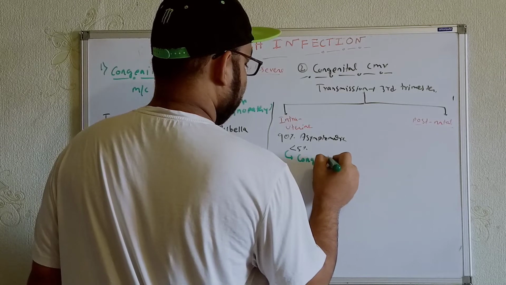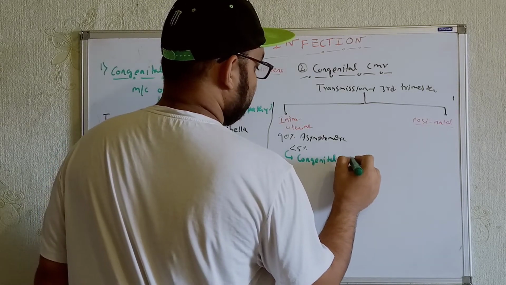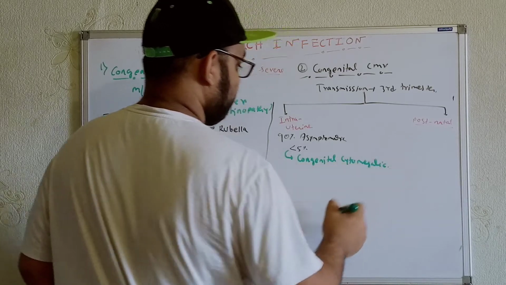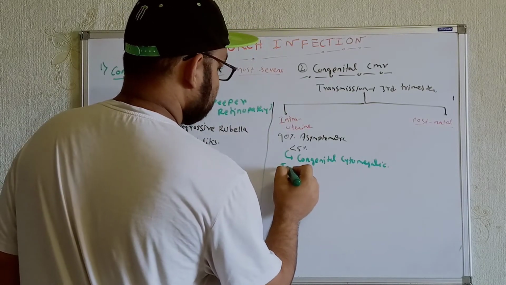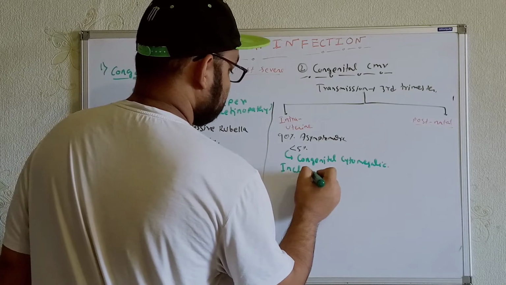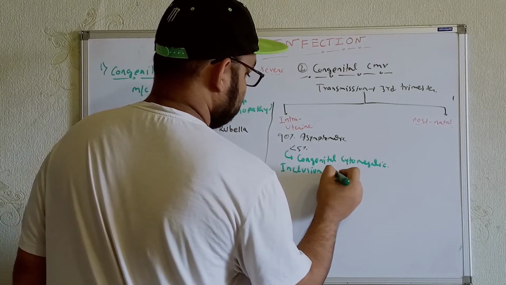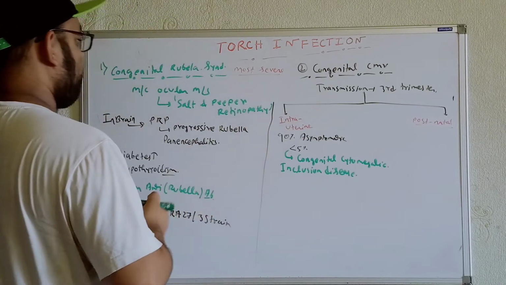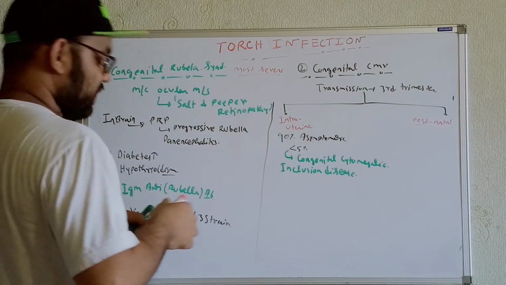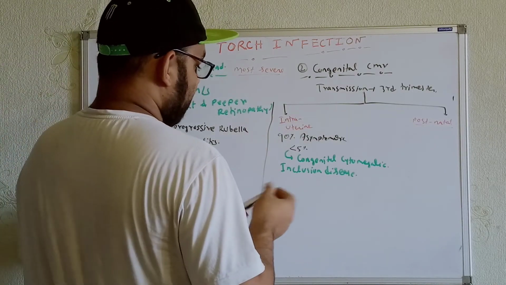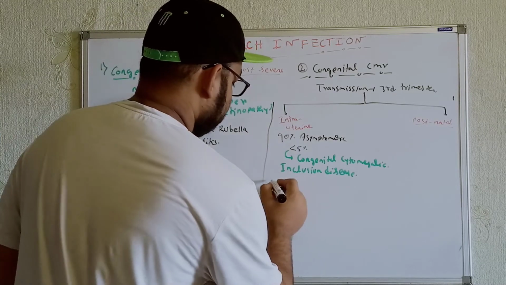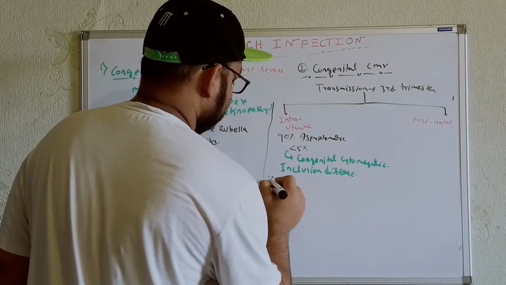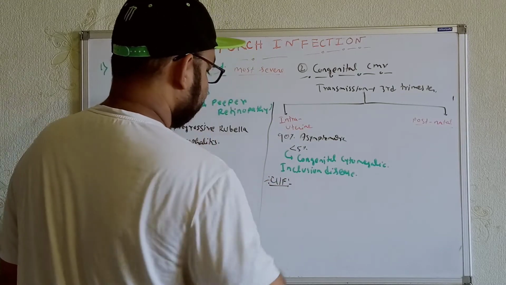congenital cytomegalic inclusion disease. And here we will also get the triad, just like I already explained in terms of congenital rubella syndrome. We will also get the triad, and whatever clinical manifestations we get over here. Okay.